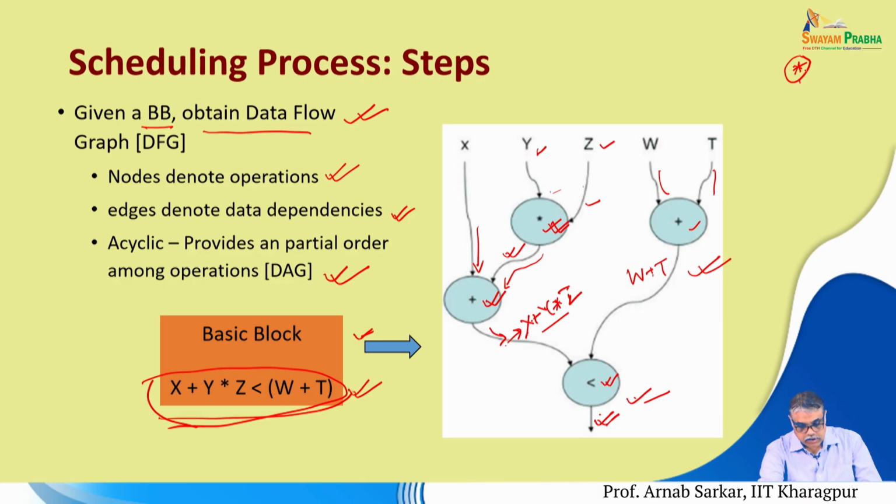hypothetical functional unit that can perform everything, then you can have this plus operation, and then the other plus operation, this operation followed by this operation, then followed by this operation here, the next plus operation followed by this operation, and here you have y and z, here you have x, here you do not require this edge, because there is no dependency between w and t.